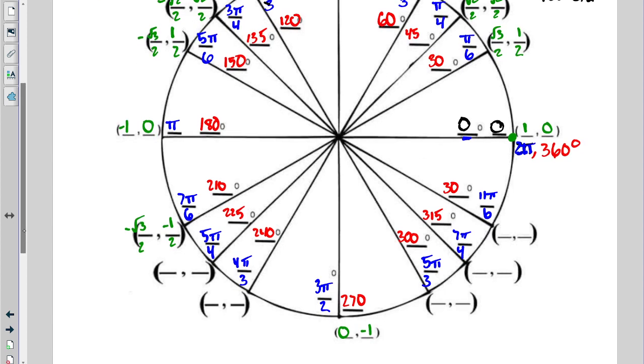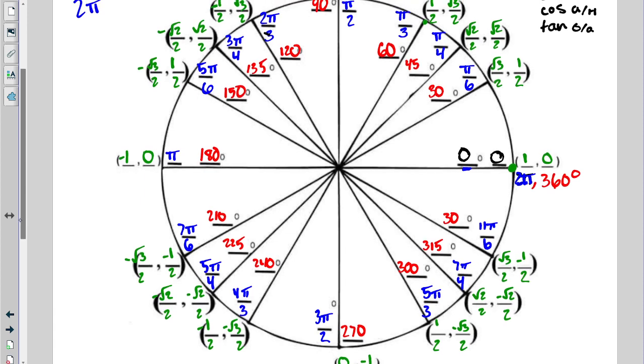And then this is negative square root of 2 over 2, negative square root of 2 over 2. Both of them are negative down here. This one is negative 1/2. This is negative square root of 3 over 2. This one's at 0, negative 1. And then x is positive, y is negative down here. So negative y, but the same points going around. Okay, cool. And so that is pretty much what you need for the unit circle.